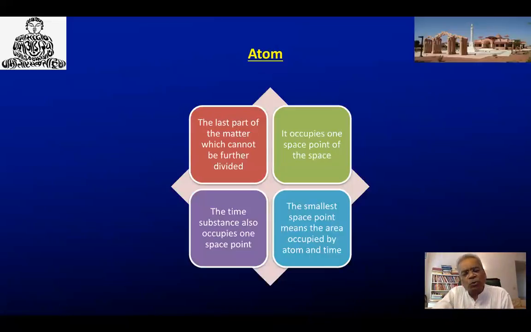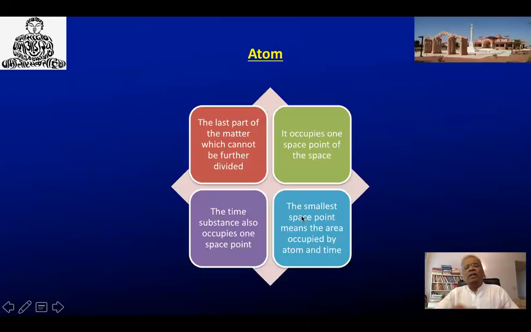We finished the soul, we finished matter. Next week or the week after, we'll go to the medium of motion, medium of rest, space, and then time. When we come to time, you'll be able to understand this point much better. Right now, let's leave it like that because our main concern is the atom. The smallest space point means the area occupied by an atom. A time unit occupies one space point, and an atom occupies one space point.